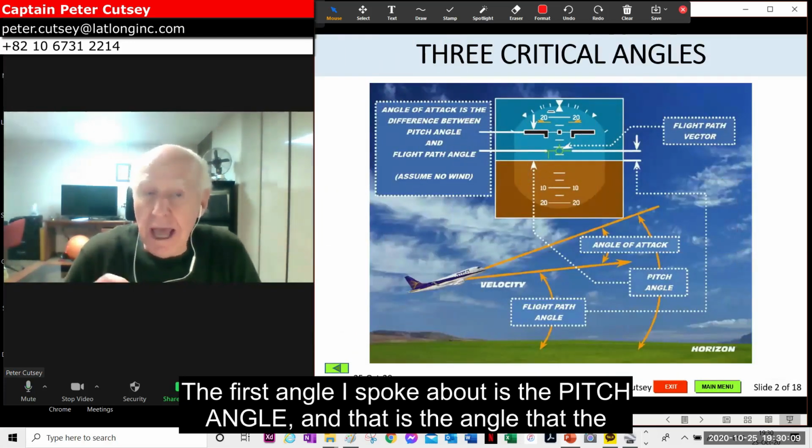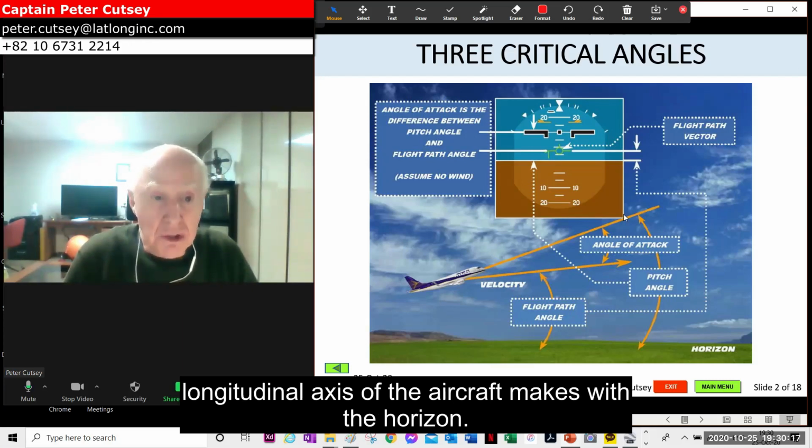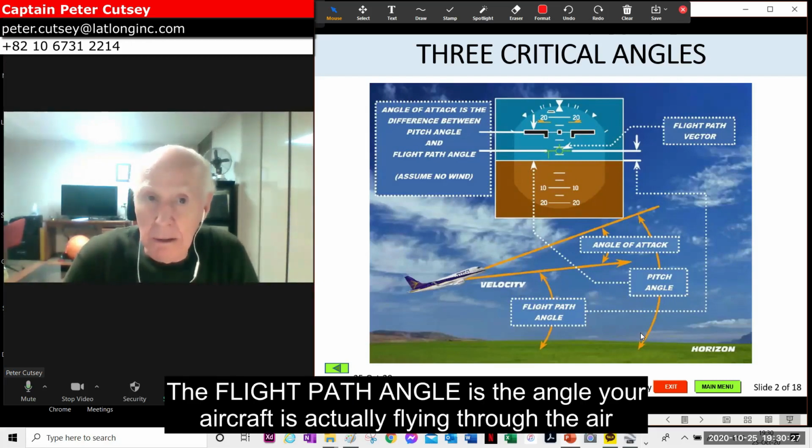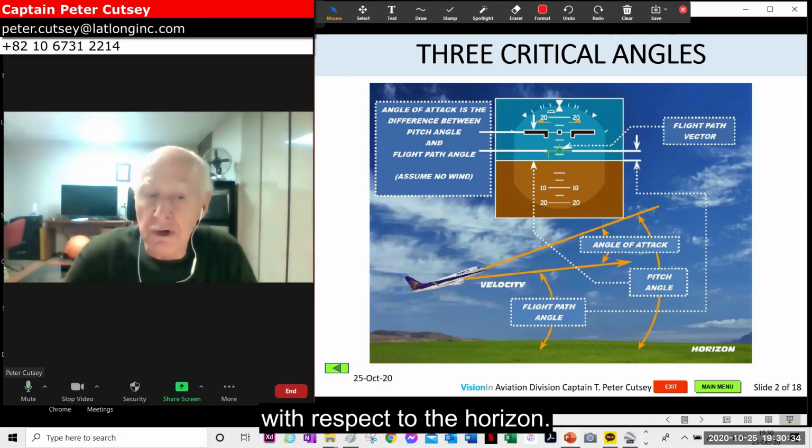The first angle I spoke about is the pitch angle, and that is the angle that the longitudinal axis of the aircraft makes with the horizon, as I'm showing you here. The flight path angle is the angle your aircraft is actually flying through the air with respect to the horizon.